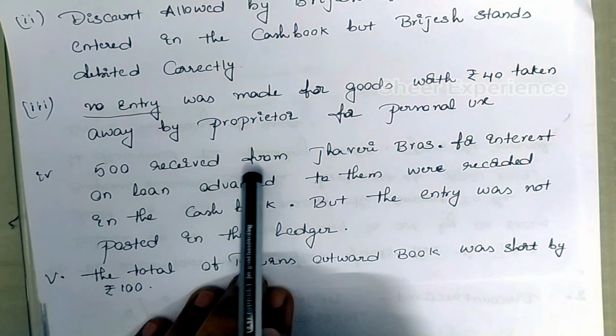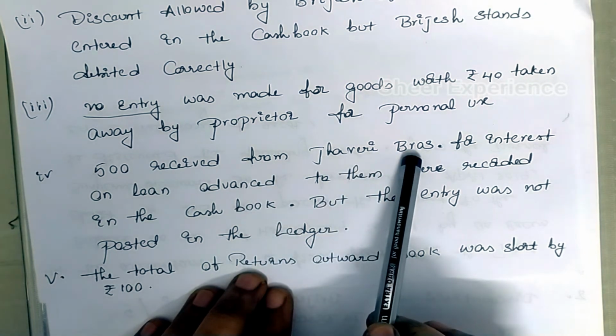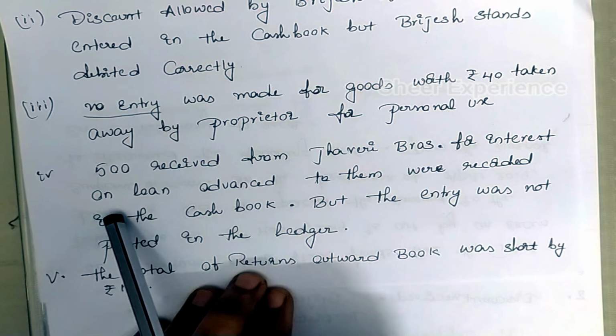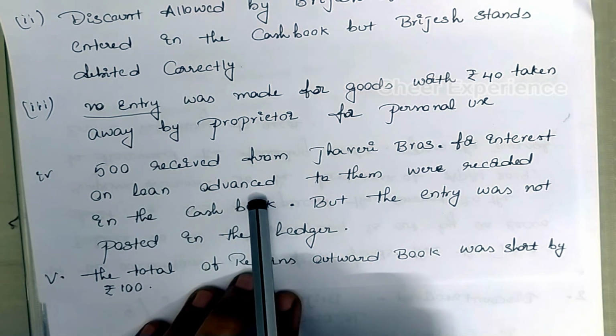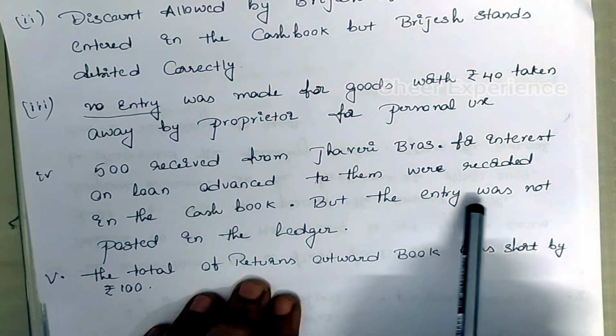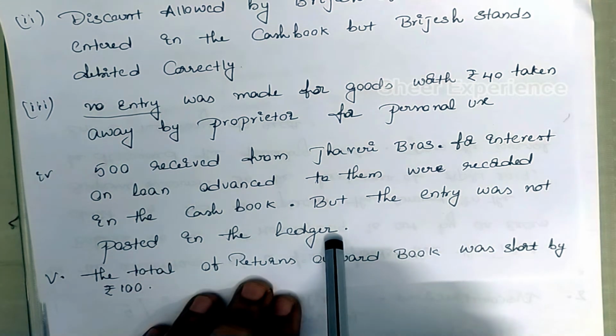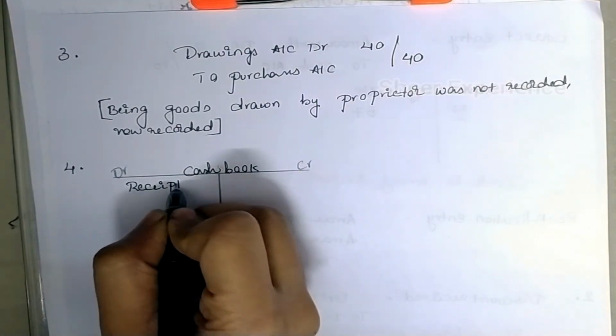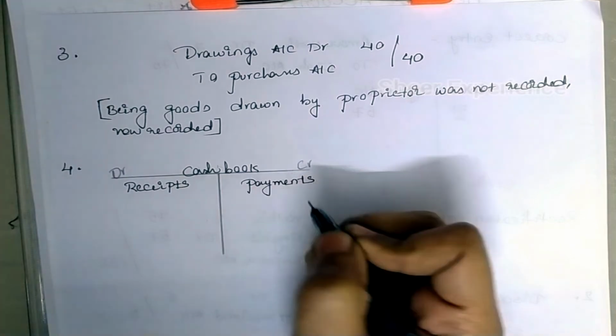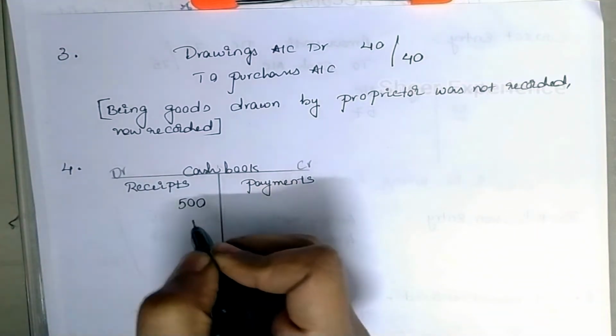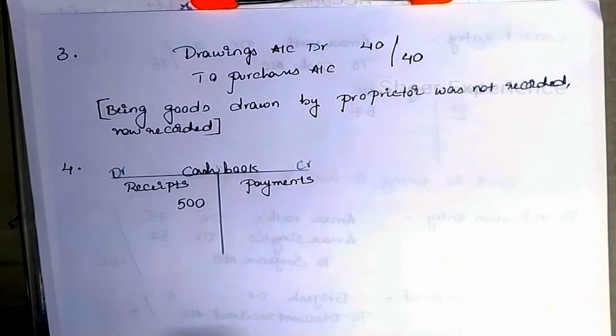Our next error is 500 received from Javeri Brothers for interest on loan advanced to them was recorded in the cash book, but the entry was not posted in the ledger. As per the error, we have received 500 from Javeri Brothers and the same amount is recorded in the cash book. As we all know, on the debit side we record receipts and on the credit side we record payments in the cash book. Here in the receipt side we have recorded 500. The error says we have not posted in the ledger.